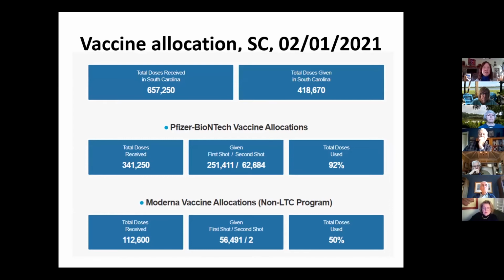I took these screenshots on February 1st. Of course, these numbers have already changed, but this is on our website. It's updated daily, and you can go to our website to follow this if you wish. Vaccine allocations in South Carolina as of the 1st, we had almost 700,000 doses received. We place orders on Thursdays and receive new doses on Mondays, but we receive second doses later in the week also.